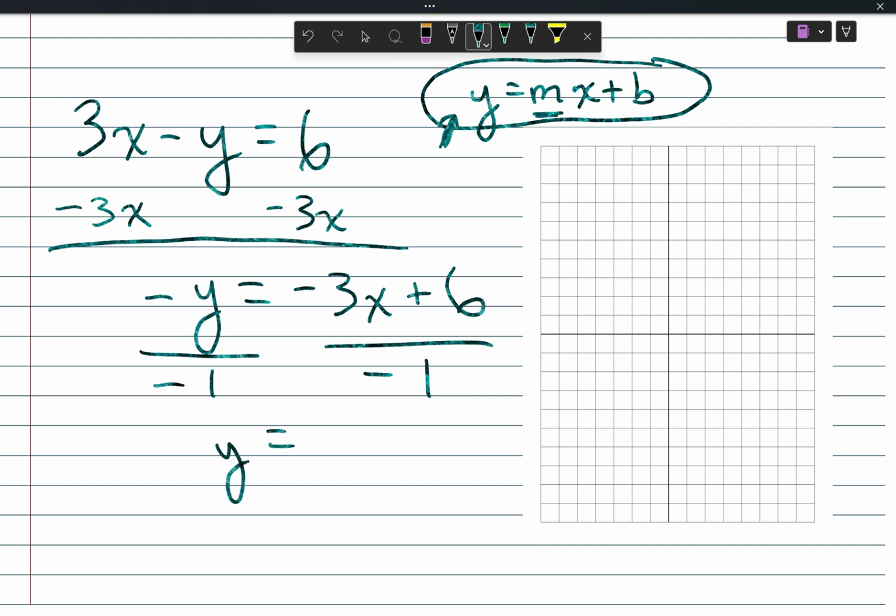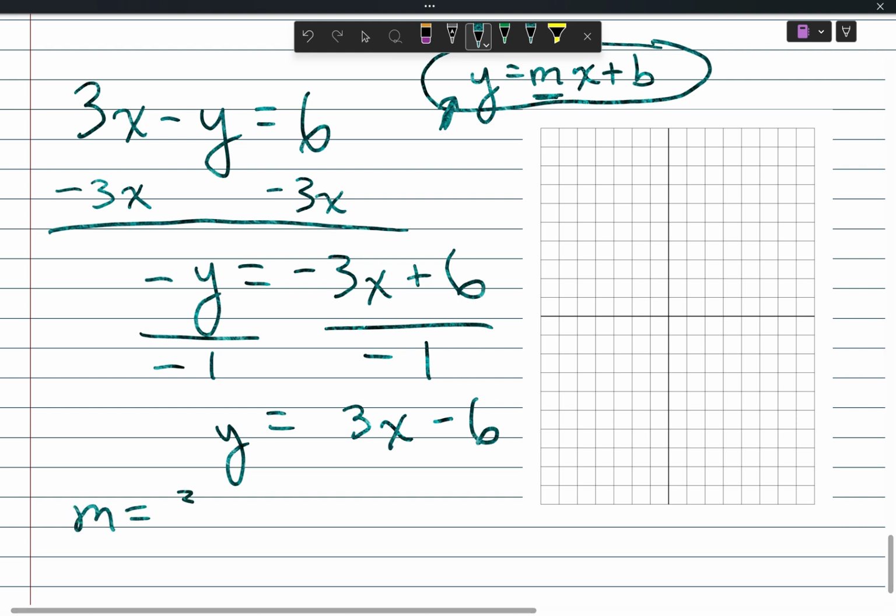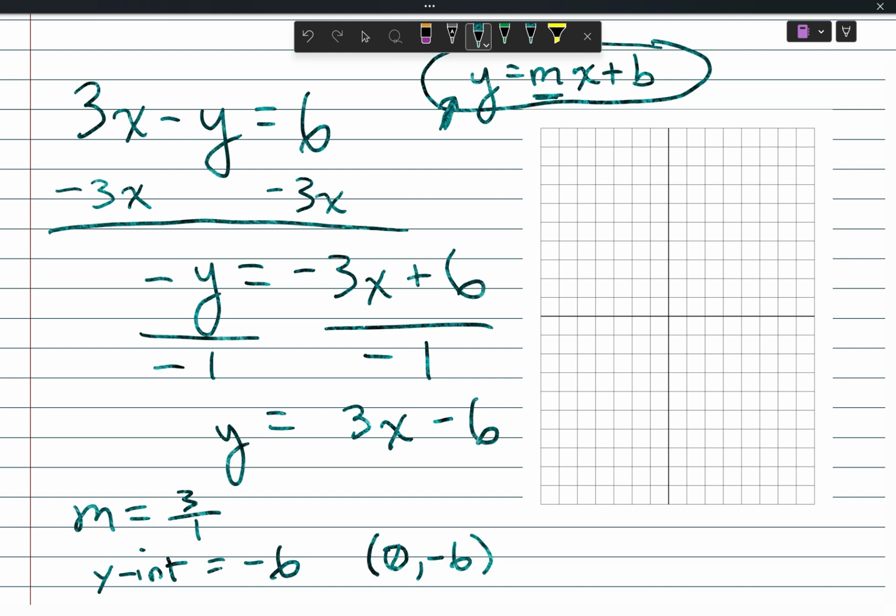I get y is equal to negative 1 into a negative 3 makes a positive 3, and don't forget your x. Negative 1 into a positive 6 makes a negative 6. All right, now it's in y equals mx plus b form. So the slope is 3, but remember, you want a fraction, so put it over 1. And then the y-intercept is negative 6, or some teachers prefer 0, negative 6.